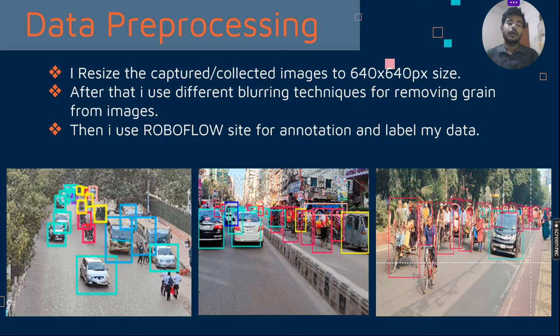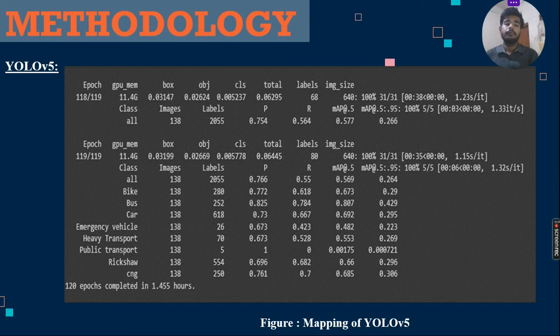Data processing. I resized the captured or collected images to 64 by 64 pixel size. After that, I used different blurring techniques for removing grain from the images. Then I used Roboflow for annotation and labeling my data.